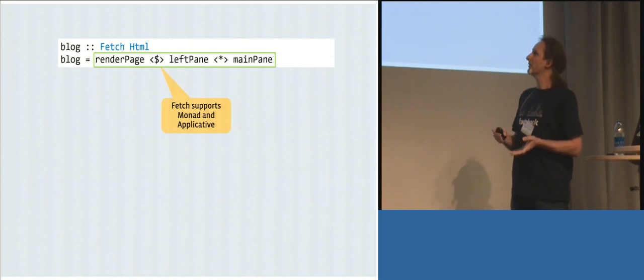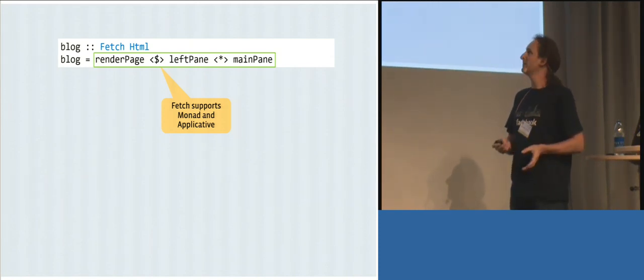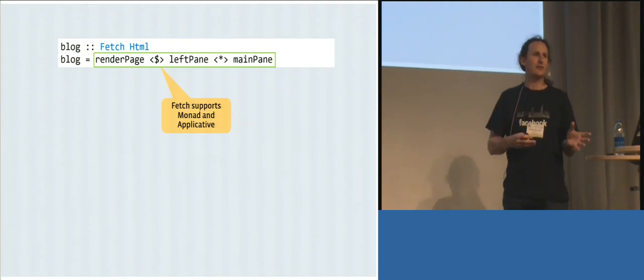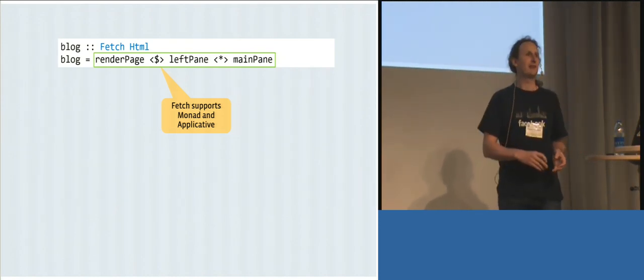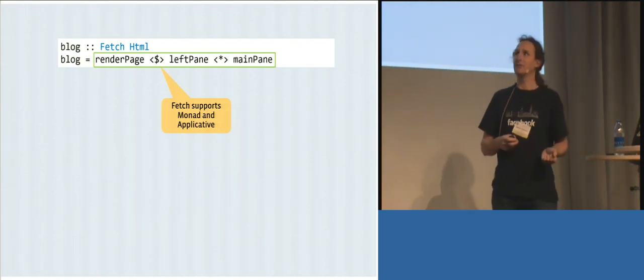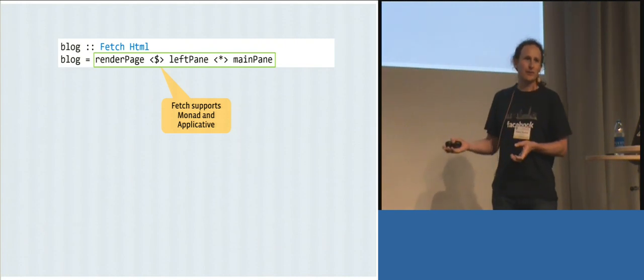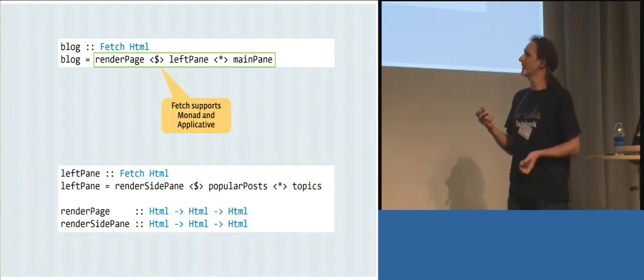So in the implementation of blog, we're composing 2 panes, the left-hand pane and the right-hand pane. So those are also fetch operations, and they return some HTML. And here I'm using the applicative combinators to combine those 2 together. So applicative is quite important, as we'll see. And given the results of those 2, we can combine them and render the page using the render page function.